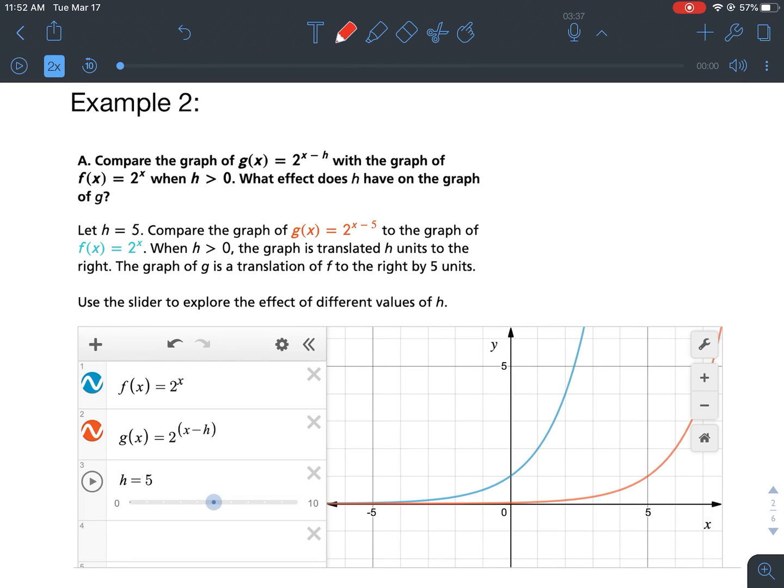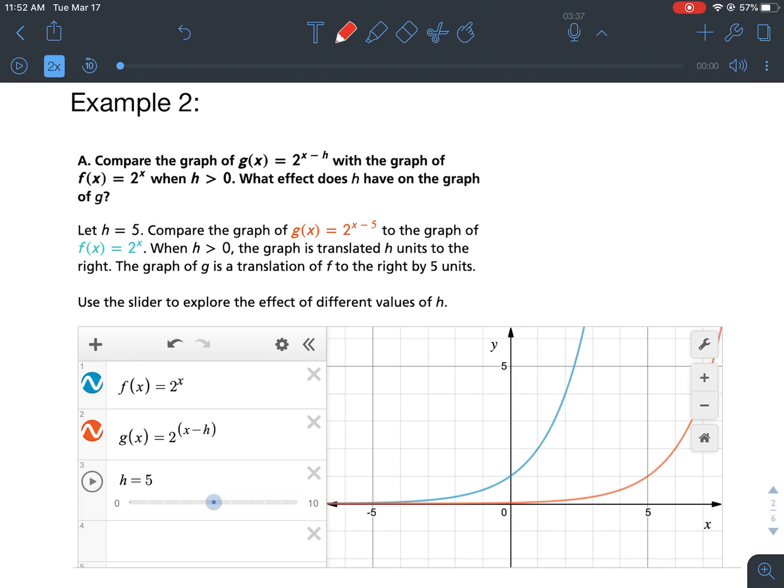All right, beginning with example 2. So with example 1, we were just talking about vertical translation. Now we're going to talk about horizontal translation. There are a few things that you need to keep in mind with horizontal translation. It is the total opposite of vertical translation.